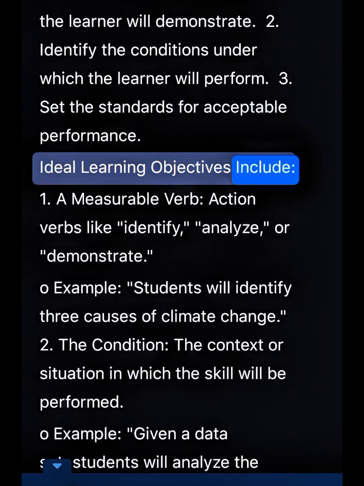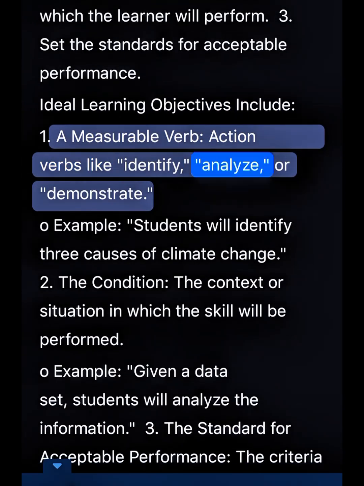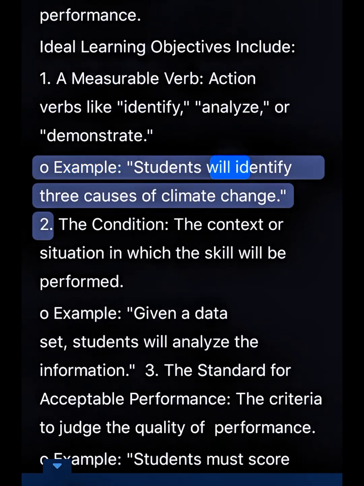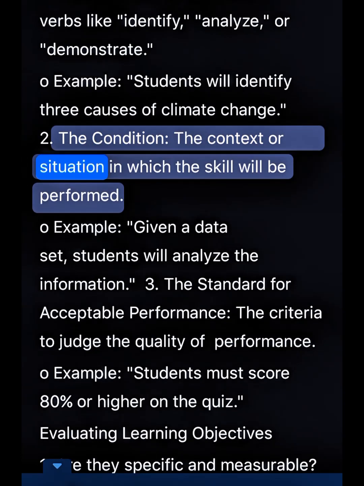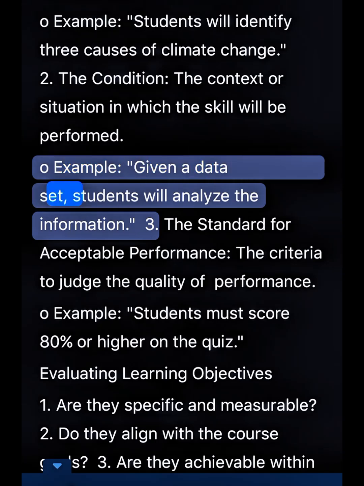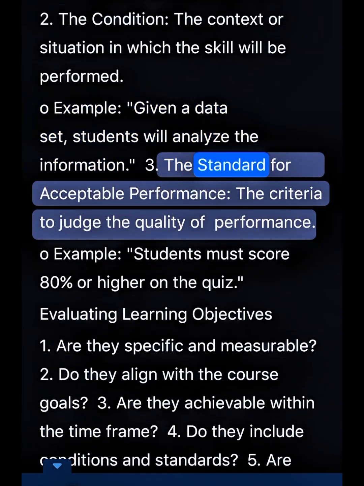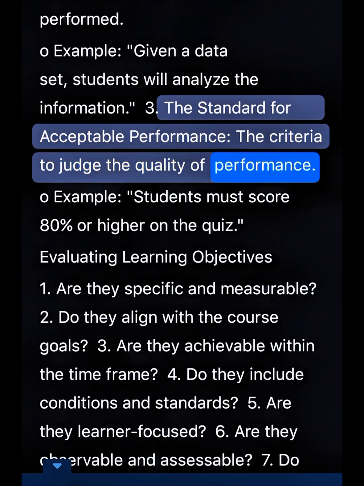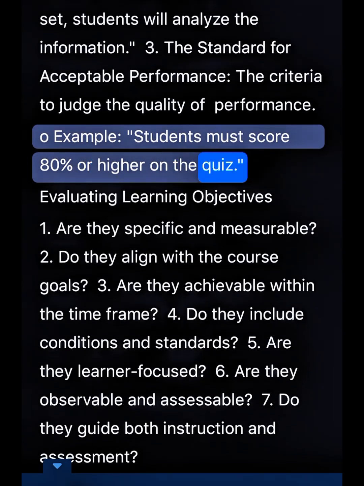Ideal learning objectives include: 1. A measurable verb, action verbs like identify, analyze, or demonstrate. Example: students will identify 3 causes of climate change. 2. The condition, the context or situation in which the skill will be performed. Example: given a data set, students will analyze the information. 3. The standard for acceptable performance, the criteria to judge the quality of performance. Example: students must score 80% or higher on the quiz.